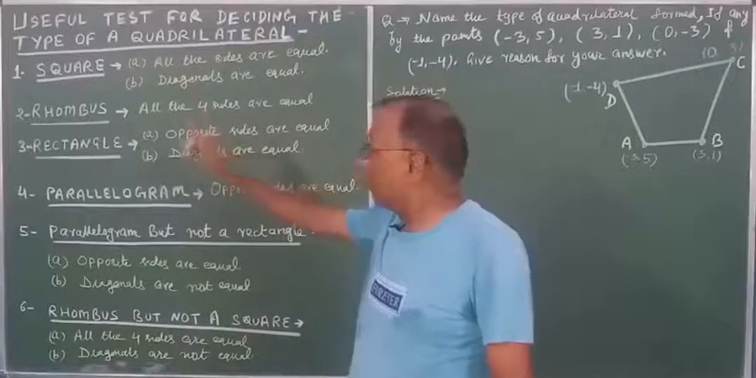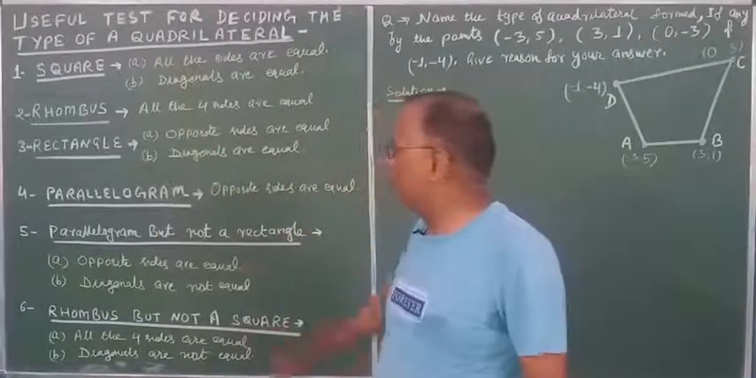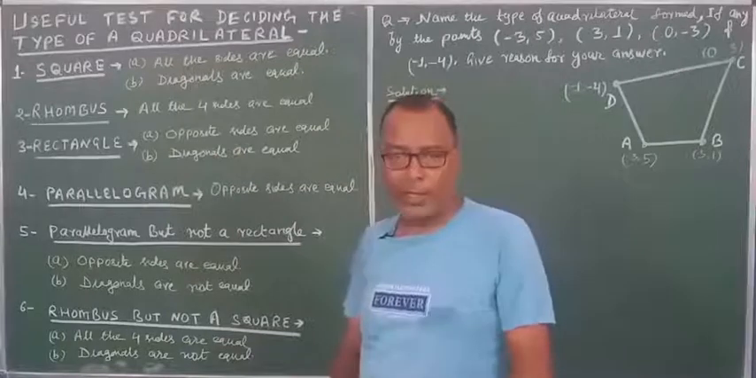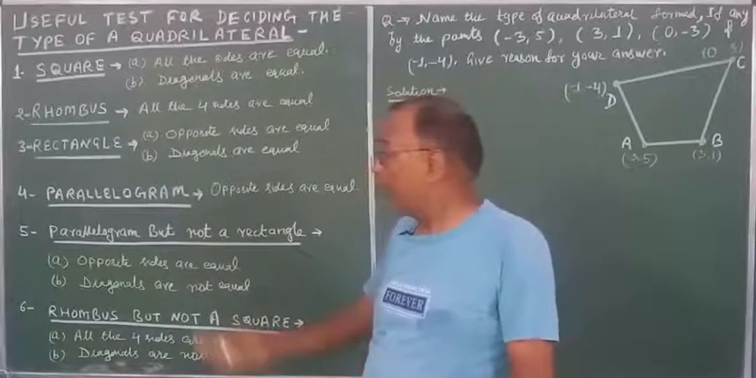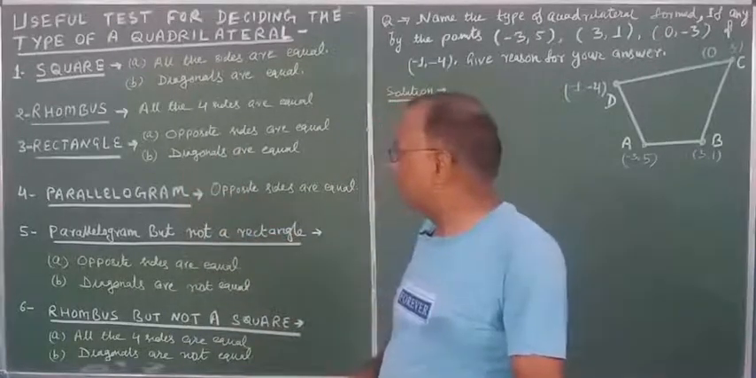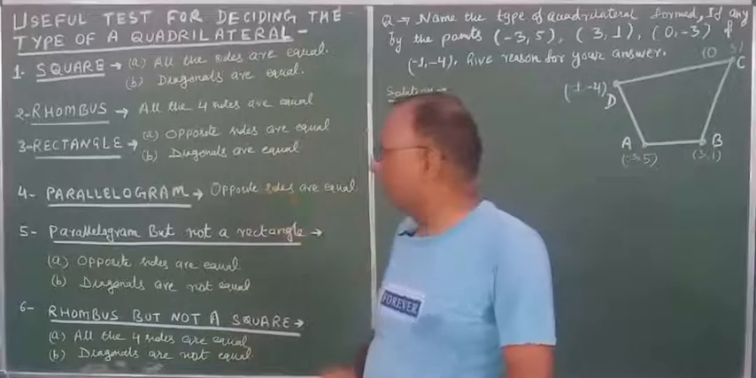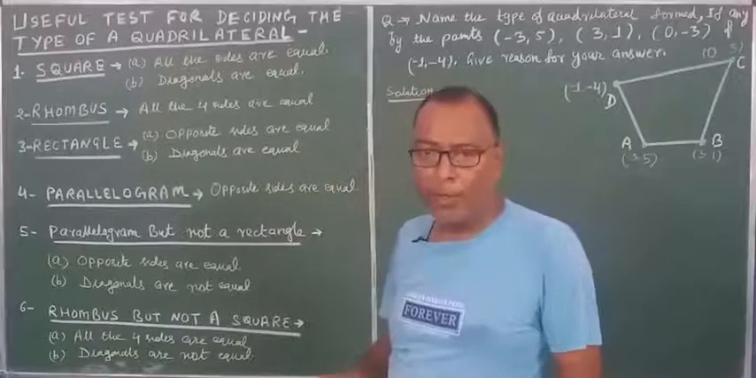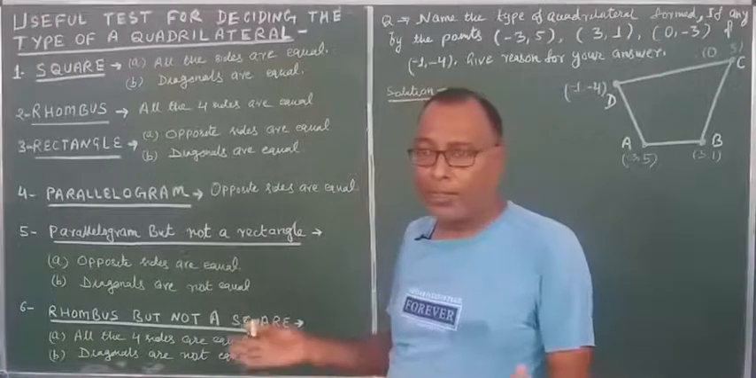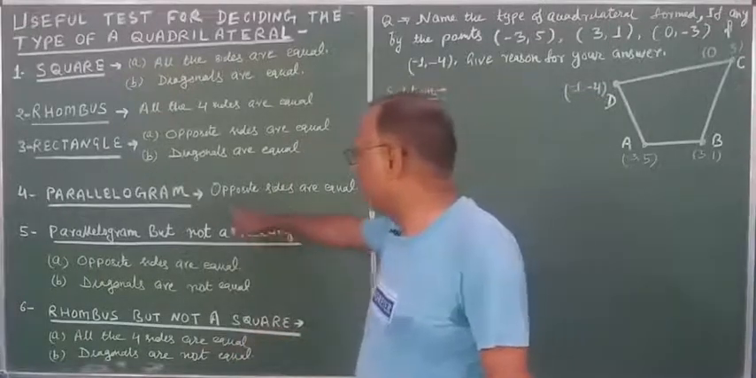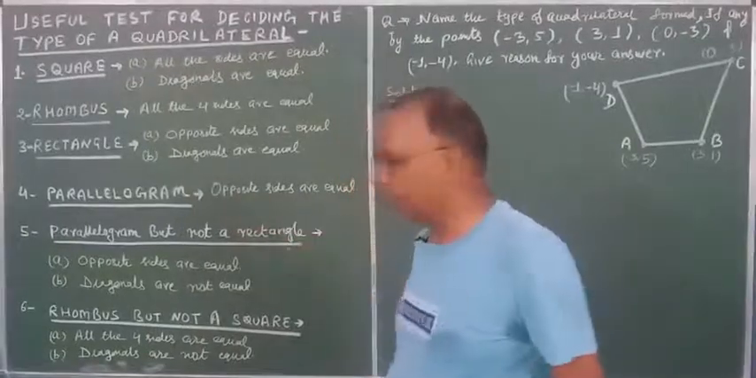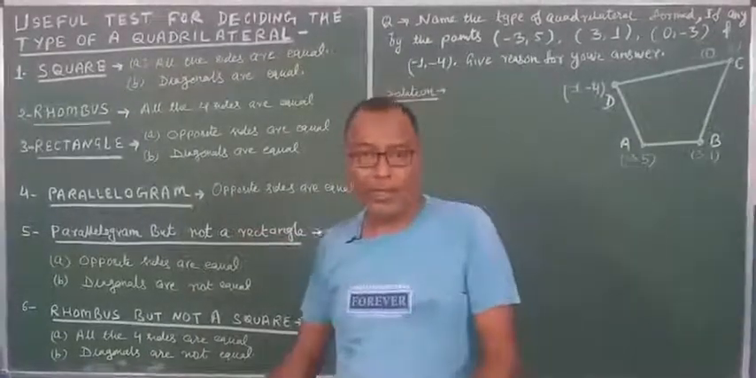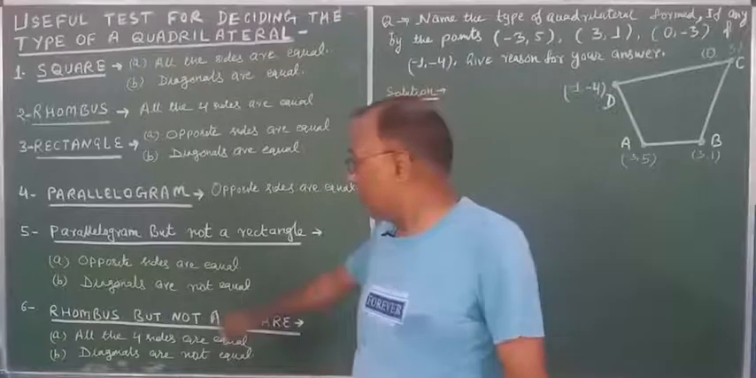For the test of a rhombus, all the 4 sides should be equal. For the rectangle, the opposite sides are equal and the diagonals are equal. In a parallelogram, only one test is there. You should find that the opposite sides are equal.